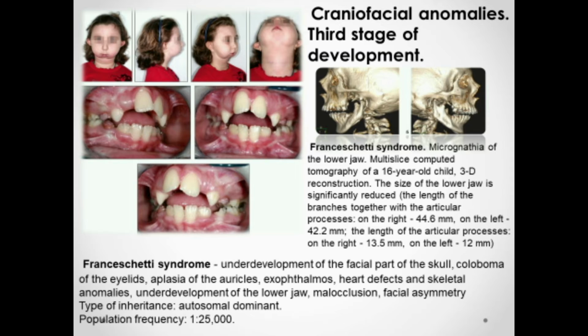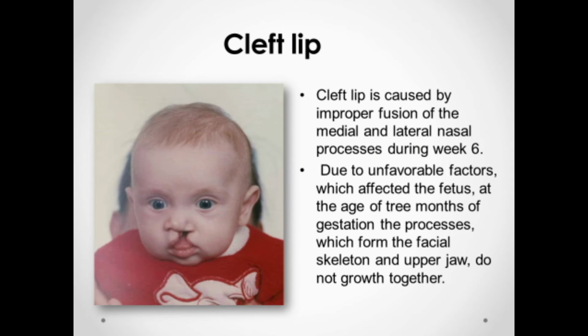This congenital syndrome is about underdevelopment of the upper and lower jaws due to lack of mesenchymal tissue. Moreover, these patients struggle with malocclusion, facial asymmetry, and abnormal shape and size of the auricles. The most frequent congenital anomaly is clubfoot. The second most frequent congenital anomaly is cleft lip and palate.